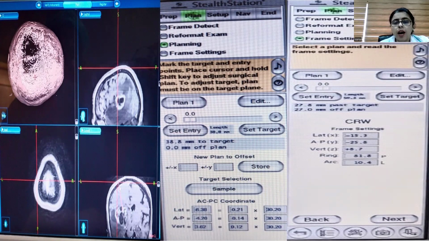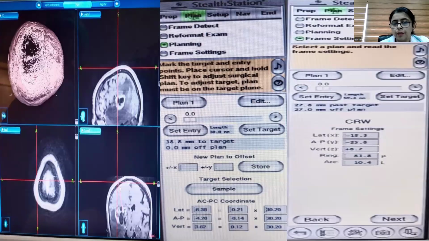So after selection of the target, you can set your entry. Wherever you select your entry point, you then select your trajectory. The trajectory is selected as we scroll all the way down to look for any sulcus, because vessels usually reside within the sulci. So the trajectory should avoid any sulcus, it should avoid passing through the ventricular system, and it should avoid the eloquent area of the brain.